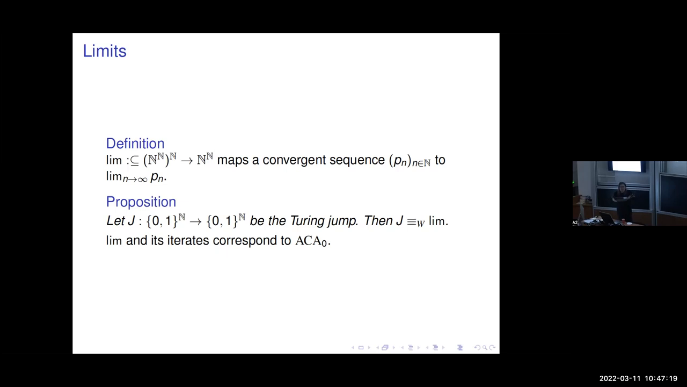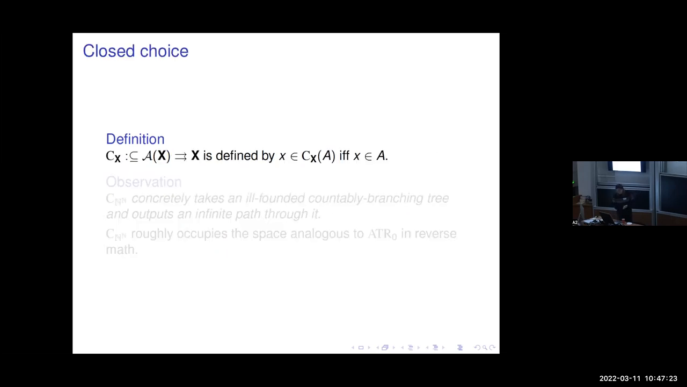That's just ACA, because ACA is doing jumps and so on. In a sort of very familiar way, sort of how we are getting benchmark principles in the Weihrauch degree stuff, we can compare things to that we understand well, which are the closed choice principles.